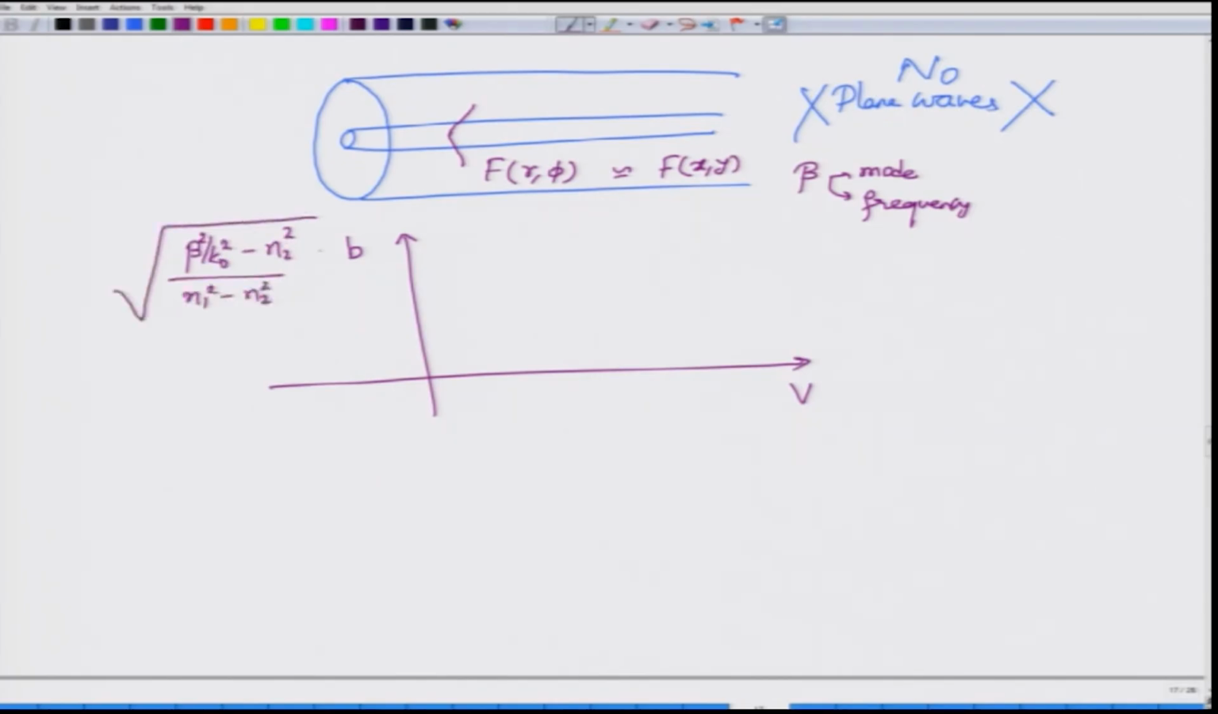The entire root of it is by definition what we call the normalized propagation constant B. If you are uncomfortable thinking of B, you can simply think of this as beta. It is essentially the same thing, because one gives you the other, and the V number of course we have defined as 2 pi by lambda naught a square root of n1 square minus n2 square.